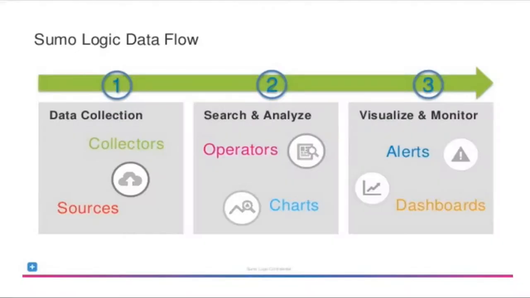Sumo Logic data flow is broken into three main areas: data collection through configurable collectors and sources. Collectors collect, compress, cache, and encrypt the data for secure transfer. Second is search and analyze. Users can run searches and correlate events in real time across the entire application stack. We will be spending most of our time in this area during the presentation, as this is most likely what you will first be doing as a new user.